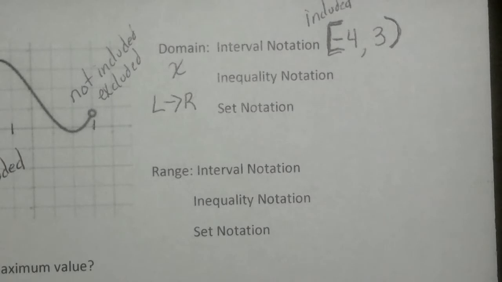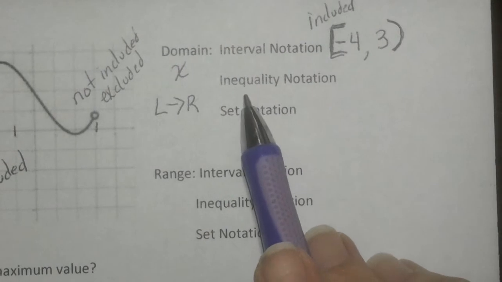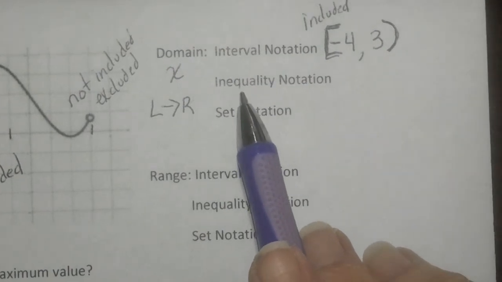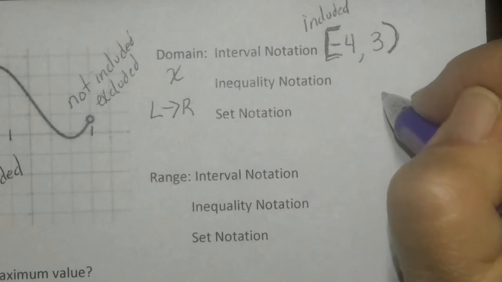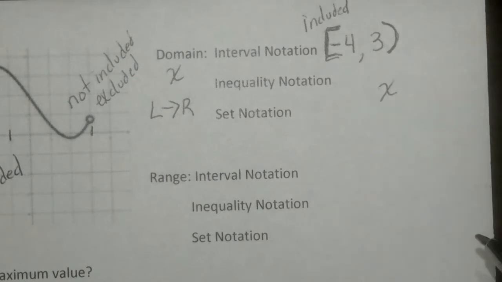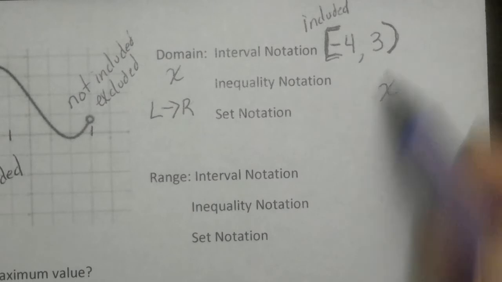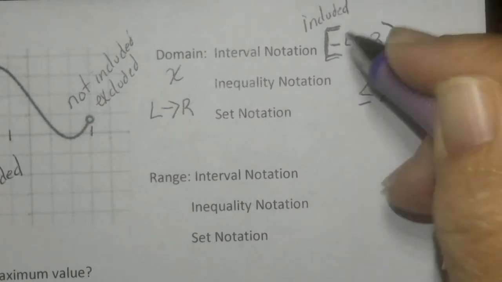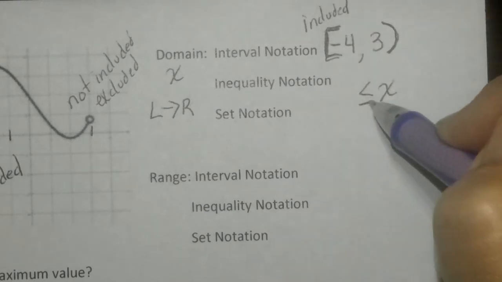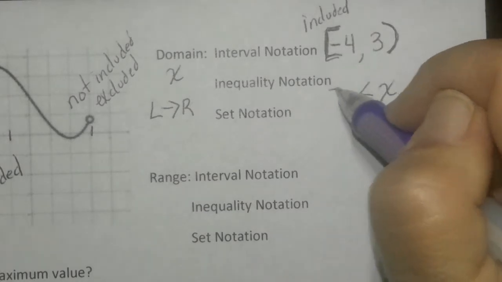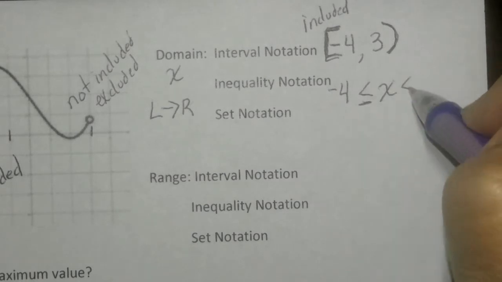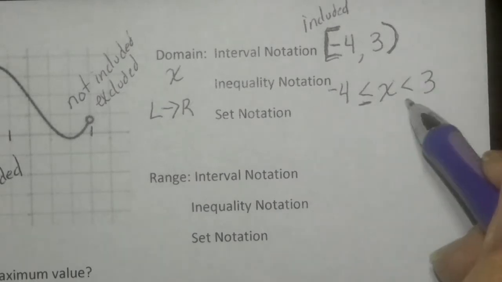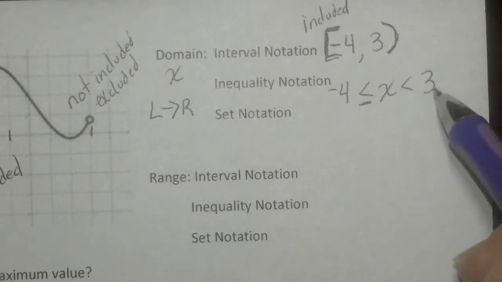Alright, interval notation is the one that we're going to use the most. That's why I put it on top. But you do at least have to be familiar with the other two notations. So inequality notation, I like to put the x down first in the middle. And then I'm going to use my interval notation to help me graph. X has to be greater than or equal, the bracket here will correspond to an equals there, -4. And then x has to be less than 3. No equals there because the 3 is not included.